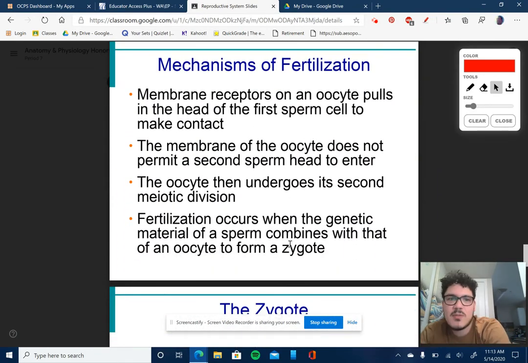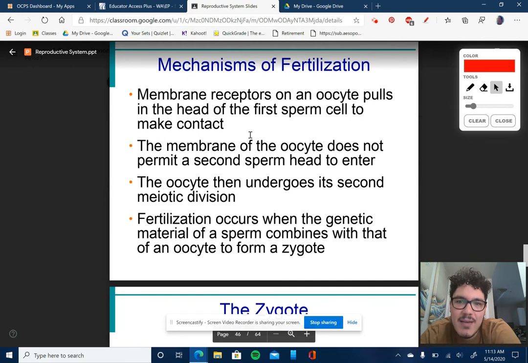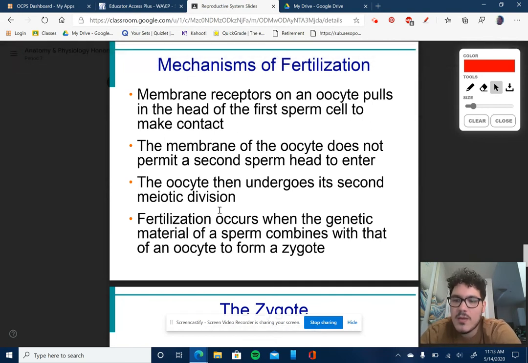So a little bit about the mechanisms of this. Membrane receptors on an oocyte pull in the head of the first sperm cell to make contact. So interestingly enough, the ova, the egg, has this special membrane around it that as soon as a sperm hits it, it creates like a force field, the way I think of it. Meaning, in the instance that numerous sperm reach the egg, the only one that matters, the only one that counts is first place. As soon as that one reaches the egg, it's going to prevent any other sperm from fusing or from reaching it or anything like that.